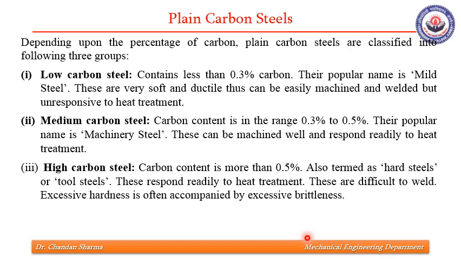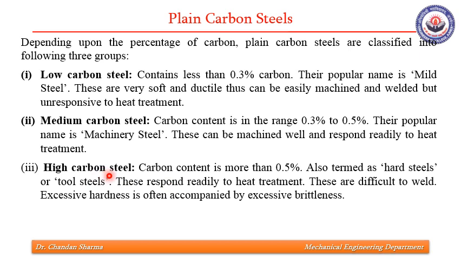Next comes medium carbon steel, which has carbon in the range of 0.3 to 0.5%. The popular name is machinery steel. They can be machined well and their response to heat treatment is better than that of low carbon steel.